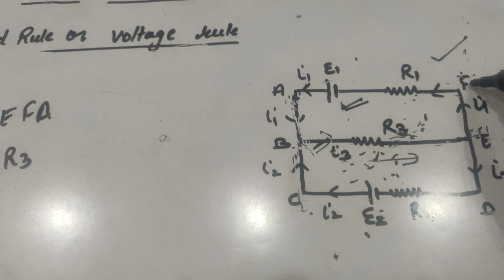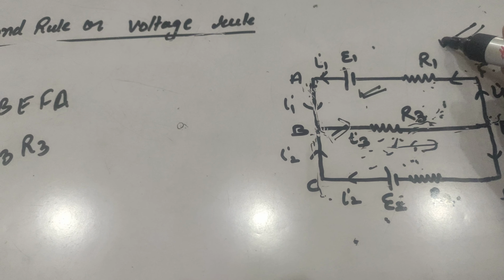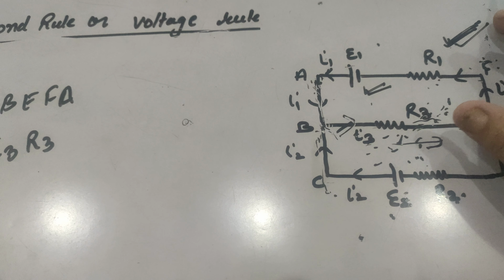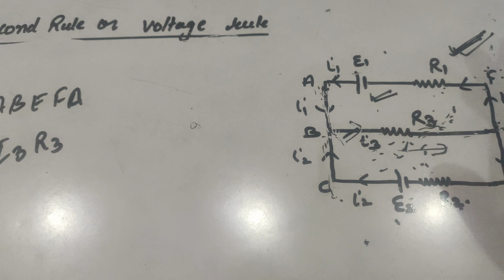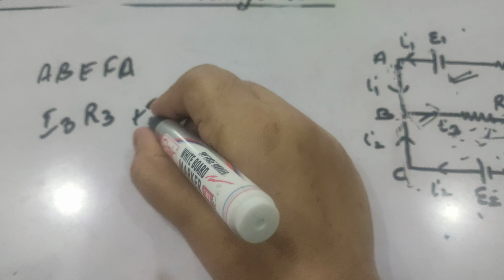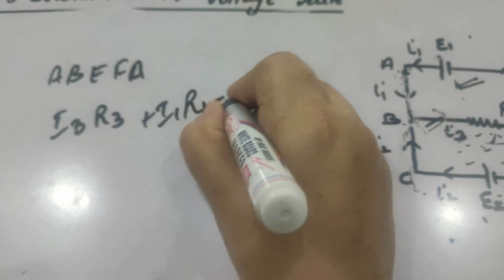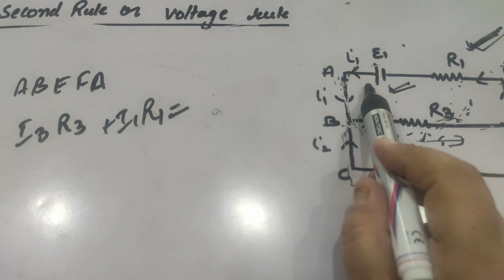Now when we are moving along E, F, A, this resistance R1 has occurred, and the direction of current across this resistance is the same as the direction in which we are traversing the loop. So that product I1 R1 is also taken to be positive, which is equal to this EMF. While traversing the loop, the negative terminal of the cell is encountered first, so that is taken to be positive, right? Similarly, we can have this loop B.